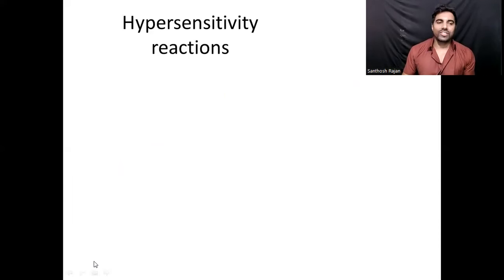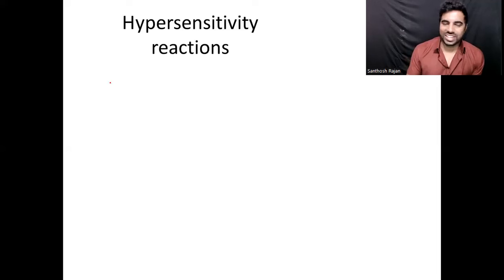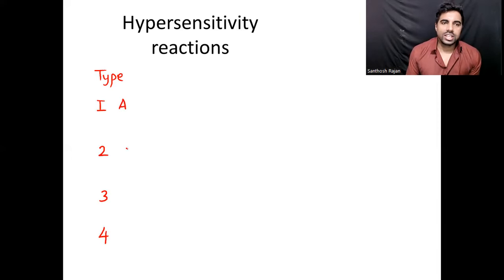Now, our most important, our favorite topic is the hypersensitivity reaction. Nobody can miss this topic and go to the exam. It's not at all possible. You have to know hypersensitivity reaction. So let's say the types. The shortcut is type 1, 2, 3, and 4. The shortcut is A, C, I, D, ACID. We call it ACID, right? And then, first of all, what is the time?